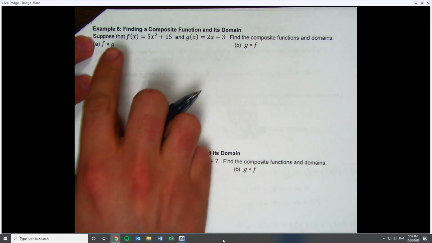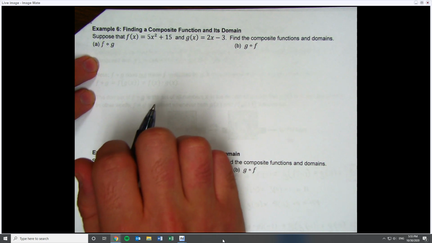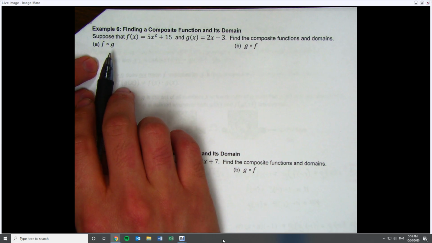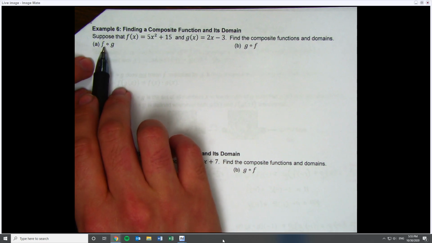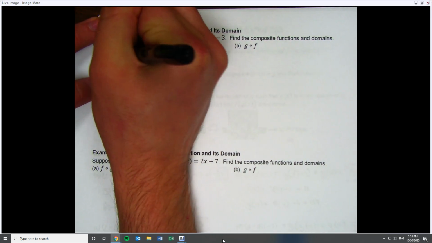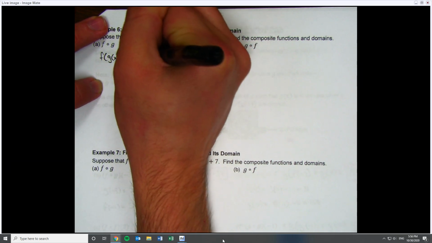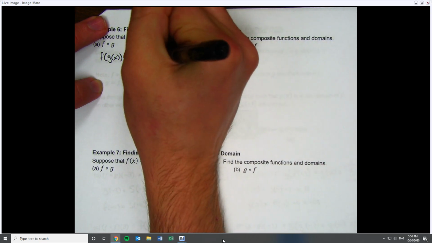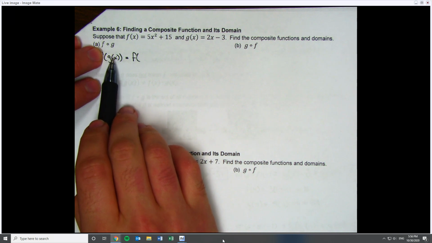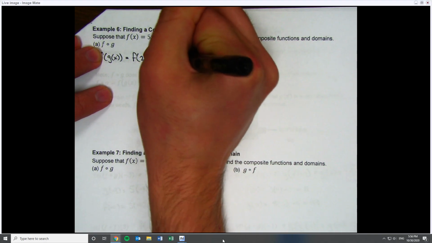All right, so looking at this first one right here, I'm given f of x equals 5x squared plus 15, and g of x is 2x minus 3. What I want to evaluate first is f composed with g. So doing this, I now have f of g of x. Well, writing this a different way, I have f on the outside. I know what g of x is. G of x right here is 2x minus 3. So I'm going to fill that in, 2x minus 3.